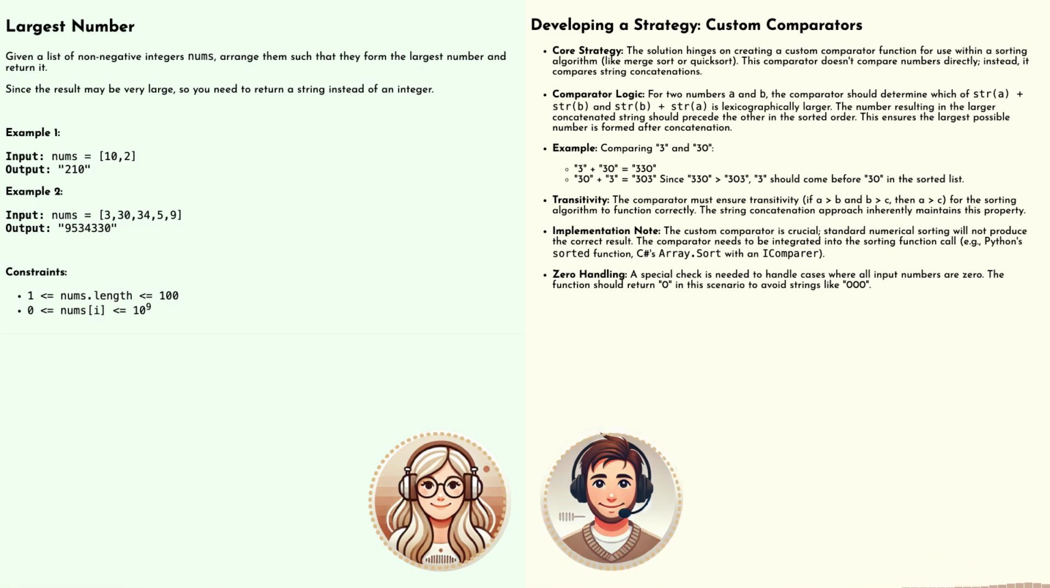Okay, so instead of asking, is 3 bigger than 30, we need to be asking, would 330 be bigger than 303? Now you're on the right track. That kind of comparison, looking at the strings they make together, that's at the heart of the solution. But the question is, how do we use that to sort our numbers in the right way? Well, if we're thinking about strings now, could we maybe tweak a sorting algorithm to use our new string-based logic? You're getting warmer. We can absolutely leverage sorting algorithms, the powerful ones like merge sort or quick sort, but we need to give them a special set of instructions.